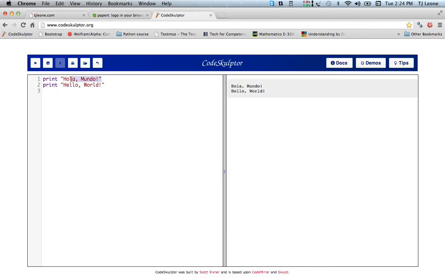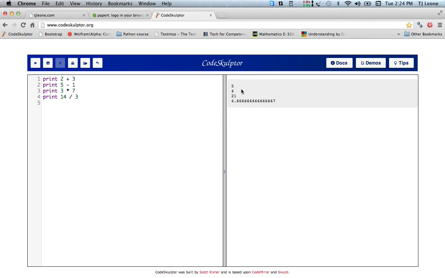So I'm going to print 2 plus 3, and I'm going to print 5 minus 1, and I'm going to print, let's see, 3 times 7, and I'll print 14 divided by 3. Let's see what happens with that. Press play, and here we go.